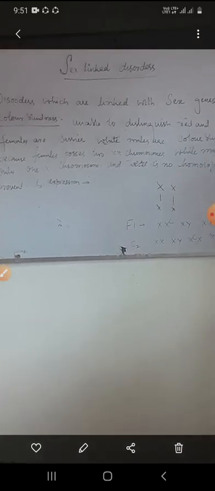As we already know, the females have two X chromosomes. They are homozygous, and the males have one X chromosome and one Y chromosome. Males are hemizygous. So for a female to be colorblind, there should be two defective genes.